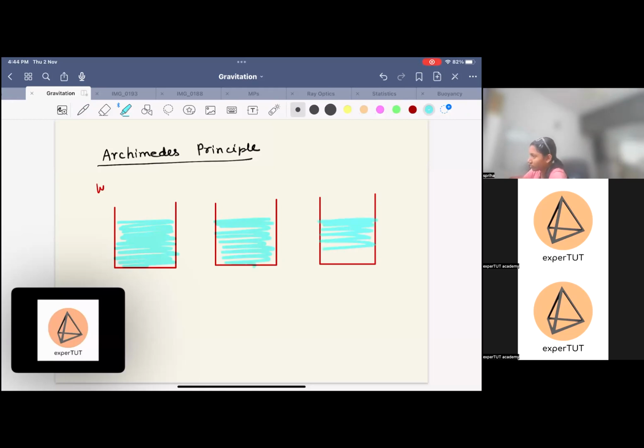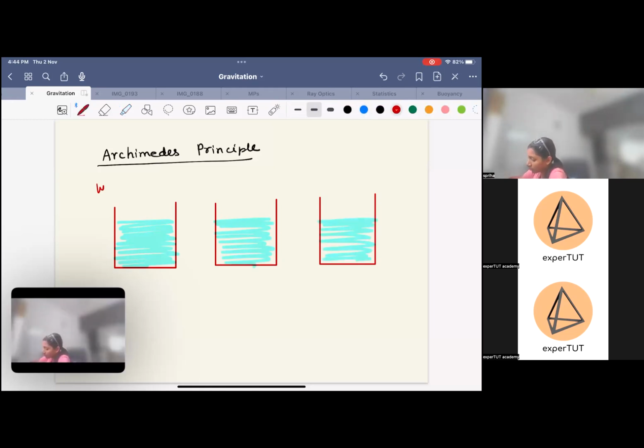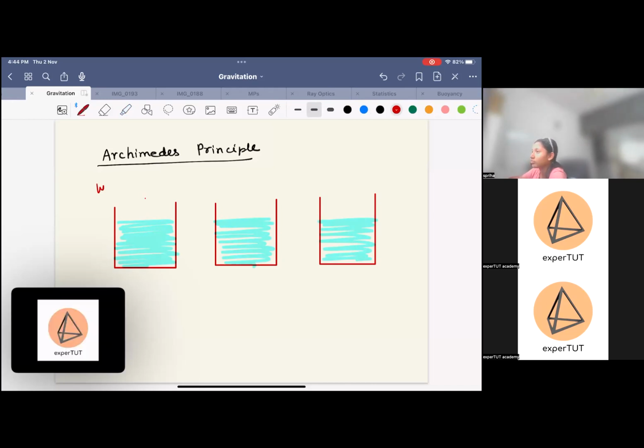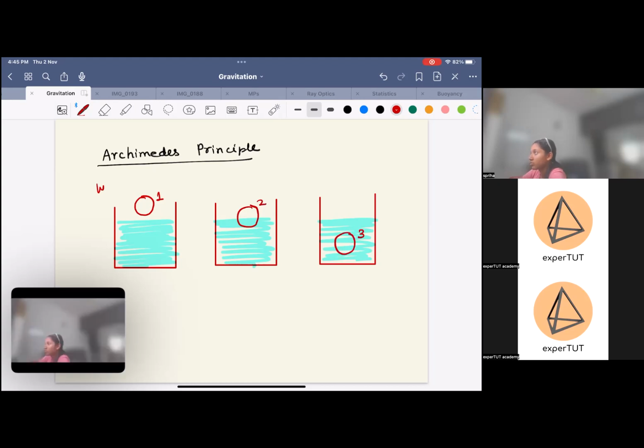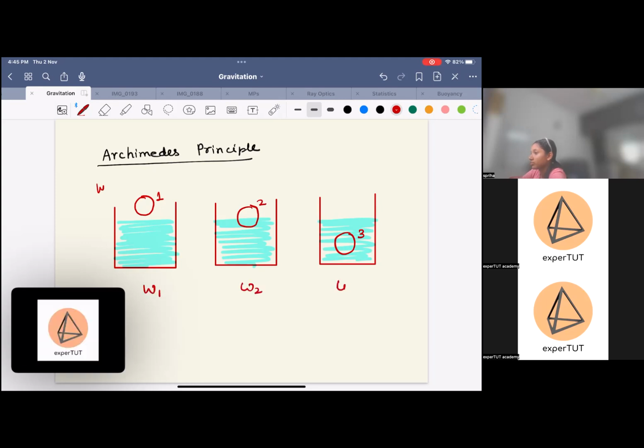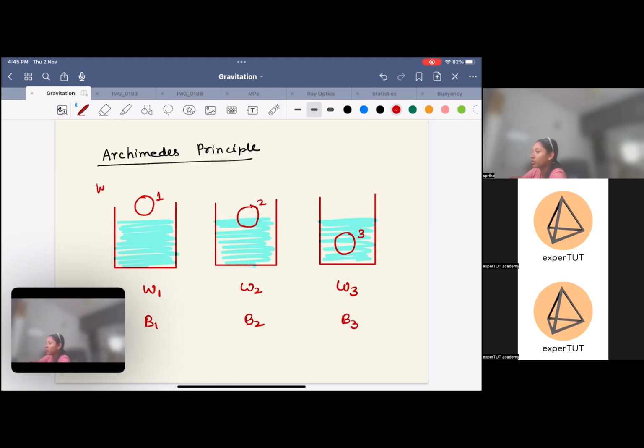So these are three buckets of water, okay? And you have a solid object, and the solid object is like this in one case. In the second case, it is like this, and in the third case, it is like this. You have to tell me what W1, W2, W3 are. The weight of the ball. Correct. And B1, B2, B3 is what? Buoyant force of the ball. Very good. You have to arrange them in some order, like increasing or decreasing order of your wish.